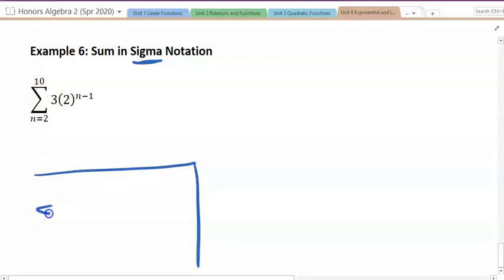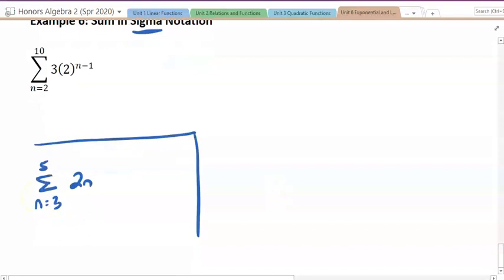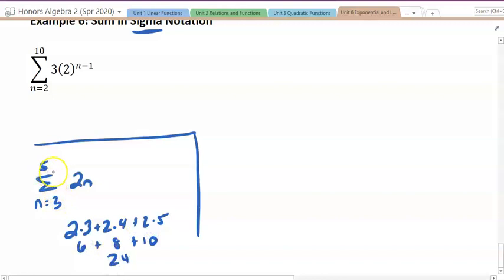So let's say I have the sum from n equals 3 to 5. So this n equals 3 is your starting point. The top number is where you finish, what n value you're going to use. And let's say that I just have 2n in here, right? And so what this means is I'm going to take every integer value between 3 and 5 and plug it in for the n. And then I'm going to add all those items together. So I'm going to get 2 times the 3 plus 2 times the 4 plus 2 times the 5. And so I get 6 plus 8 plus 10, which is 24. So the sum from 3 to 5 of 2n is equal to 24.